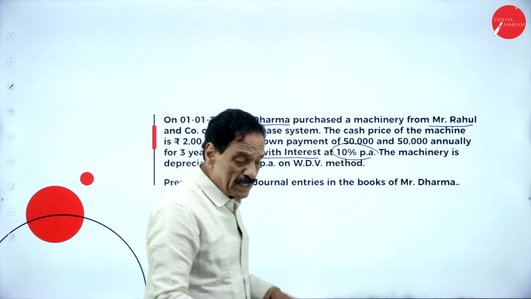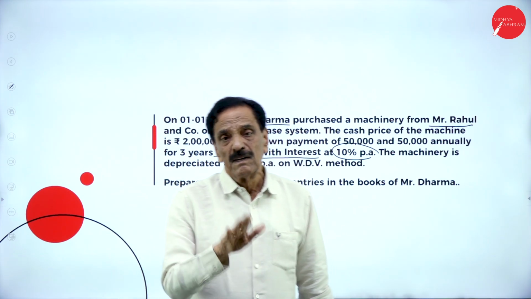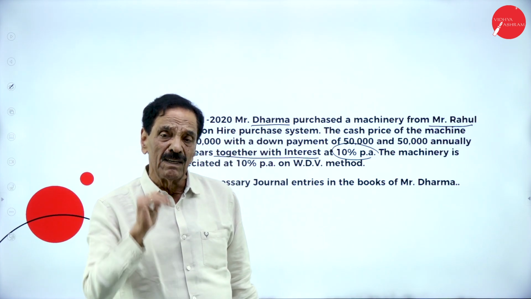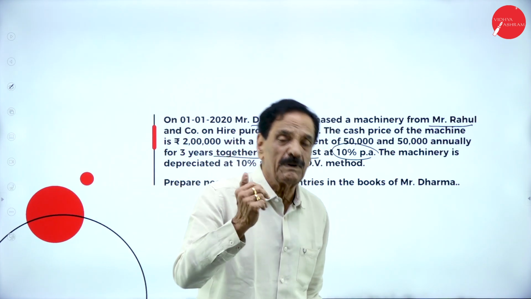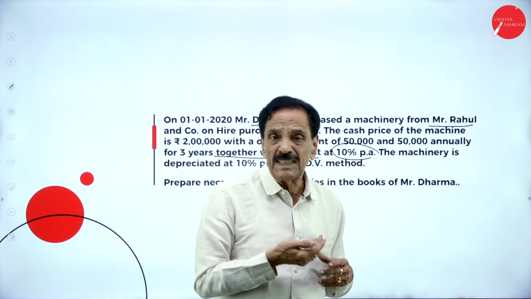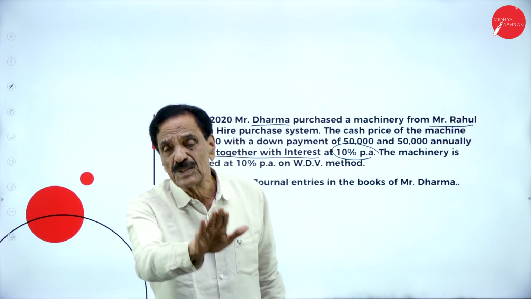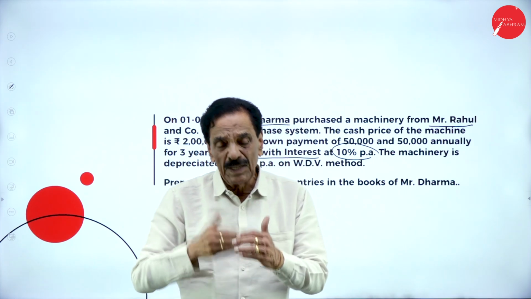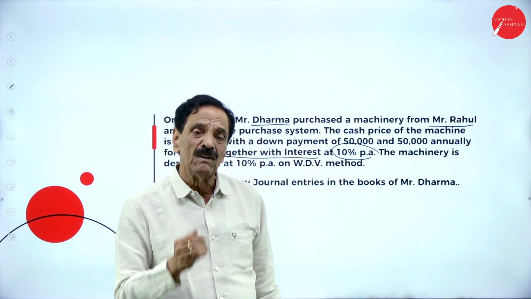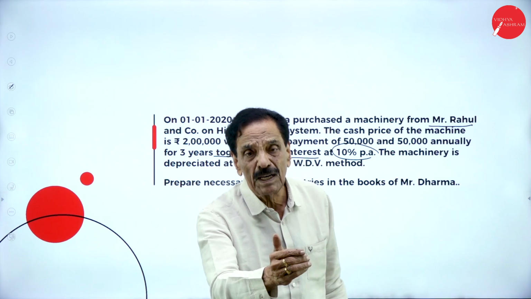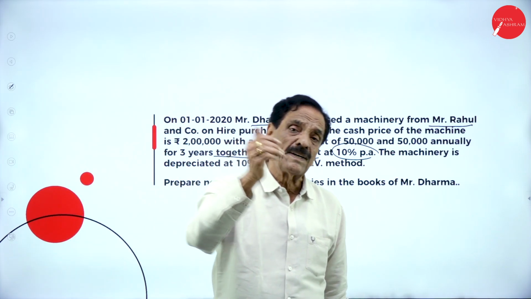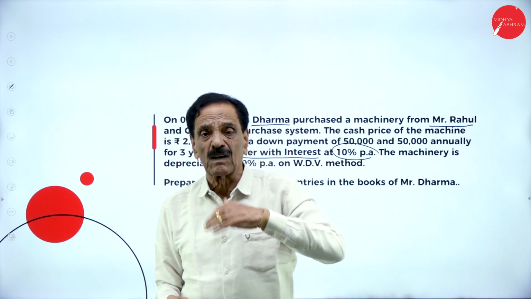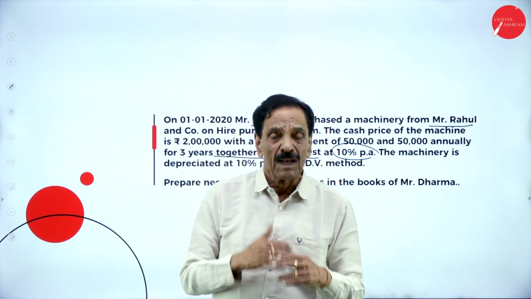So what are the entries I told you in the last session? When the goods have been purchased, asset account debit to hire seller account, hire seller account debit to bank account. Then interest is payable to hire seller, interest account debit to hire seller account. Then pay the first installment, hire seller account debit to bank account. For depreciation, depreciation account debit to asset account. Transfer entry, profit and loss account debit to interest account and depreciation account. I will repeat.